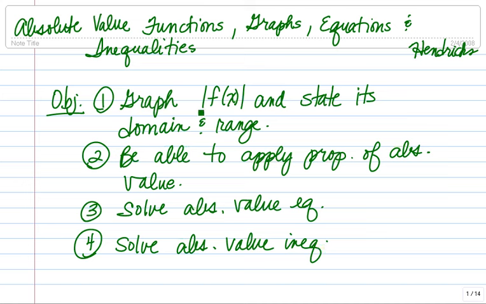Now, back up here at objective number 1, to graph the absolute value of f of x. We've talked about graphing f of x, right? f of x is nothing more than y. So here we're going to look at the graph of the absolute value of y and see what the absolute value does to a particular graph.